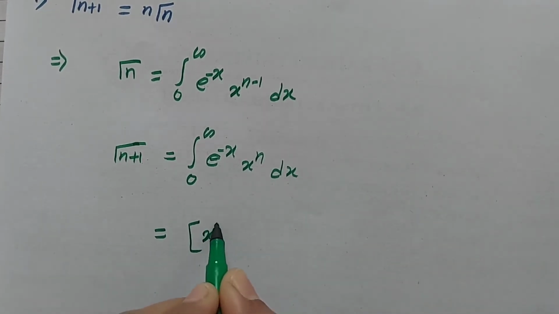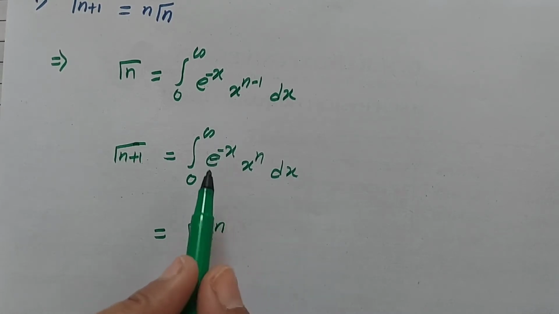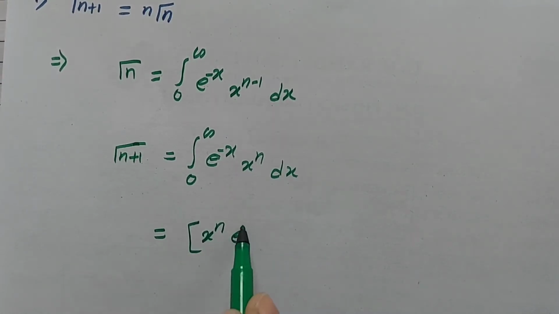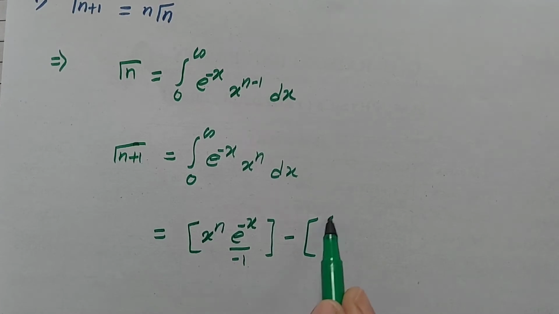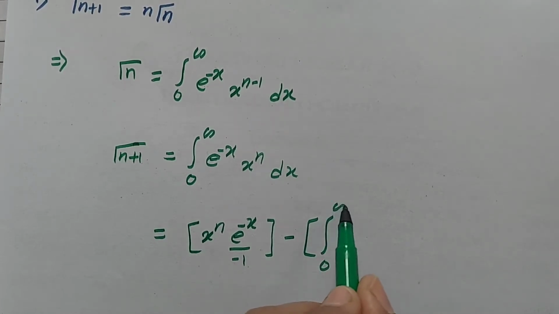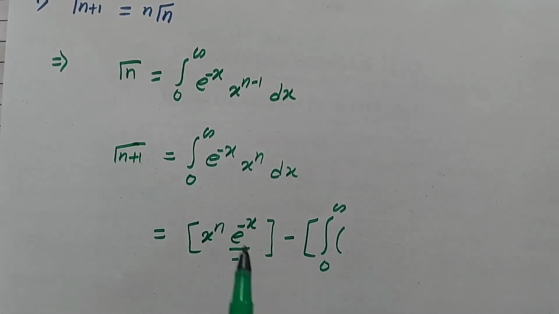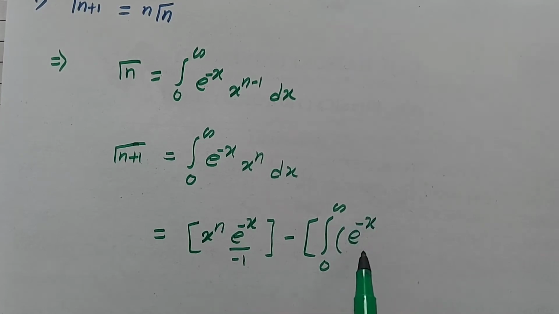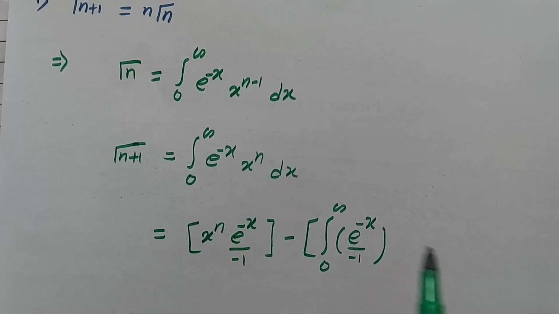The integration of this term is x raised to the power n as it is, and the integration of e raised to the power minus x is e raised to the power minus x divided by minus 1, minus the integral from 0 to infinity of the integration of e raised to the power minus x, which is e raised to the power minus x divided by minus 1, times the derivative of x raised to the power n, which is n x raised to the power n minus 1 dx.